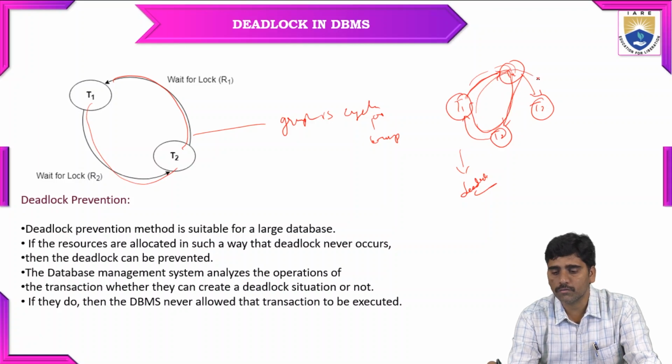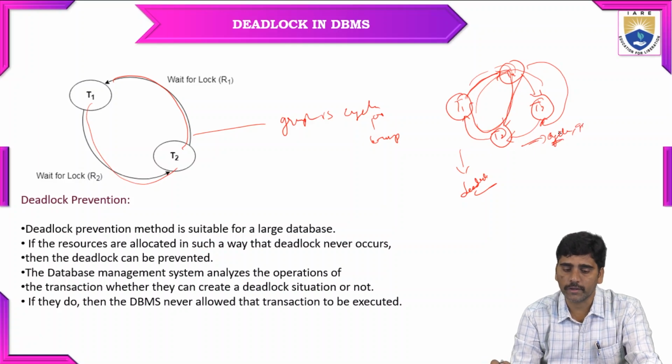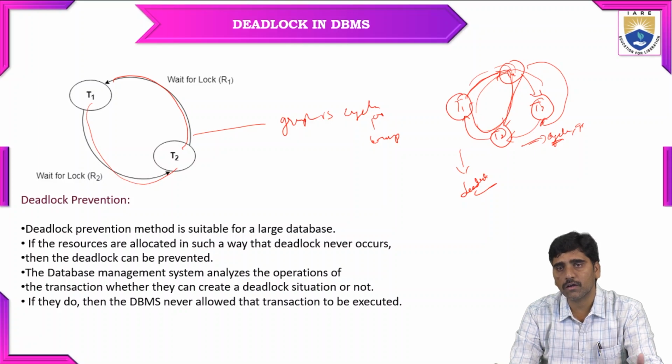Again you can see another way: T1, T2, T3, T4. At this moment it goes to the next cycle, so again it forms a cycle. The graph indicates that when it forms a cycle or loop, a deadlock situation occurs. So it is better to avoid those cycles or loops.